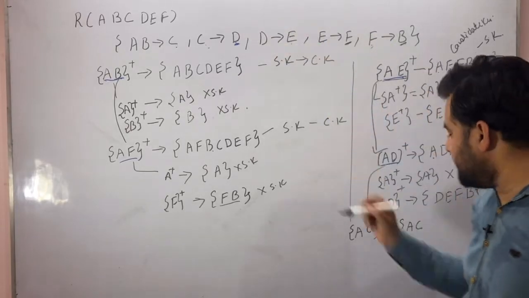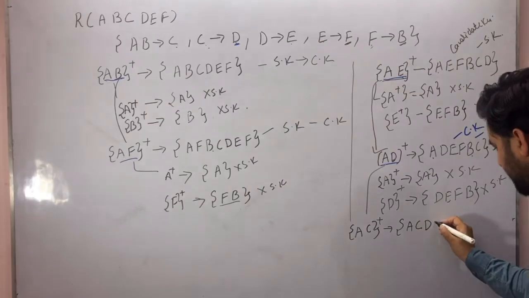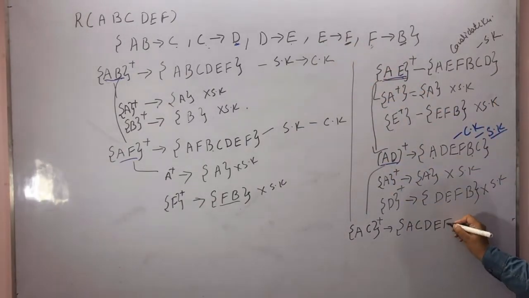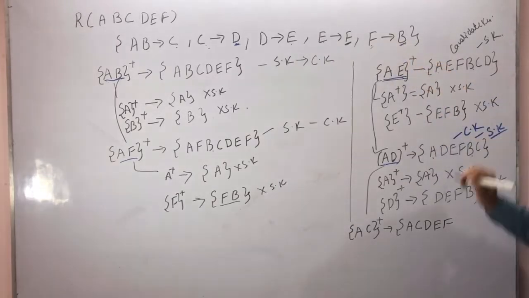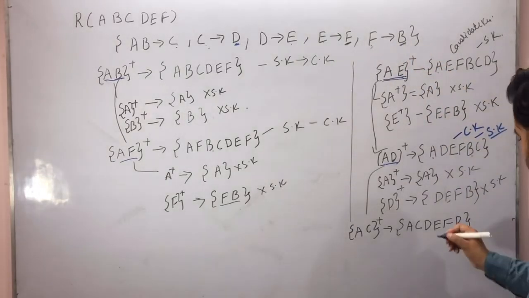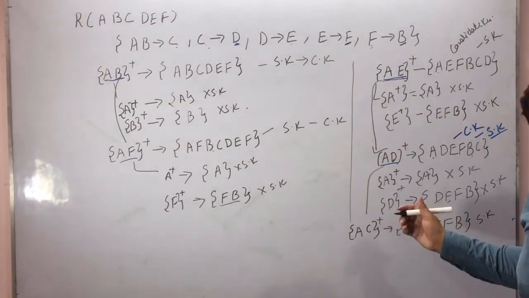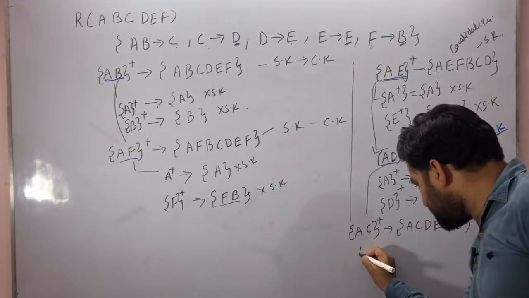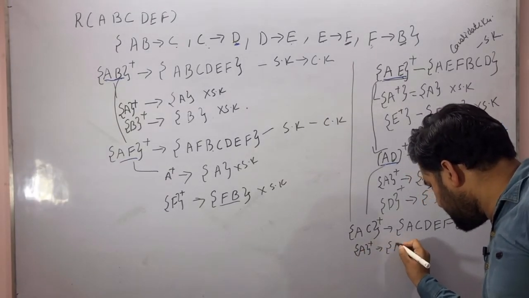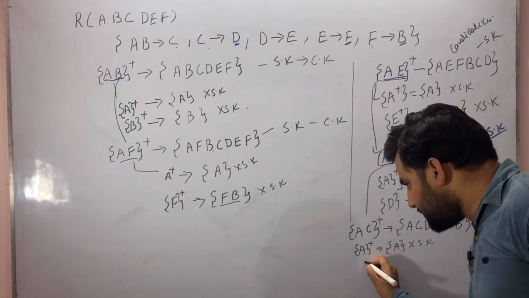From C I am getting D. From D I am getting E. And from E I am getting F. From F I am going to B. So what is the meaning? I've got all the attributes. So this is a super key. Now check whether this is a candidate key or not. So what is the closure of A? Closure of A, we know that is A only. So this is not a super key. We'll check for C.